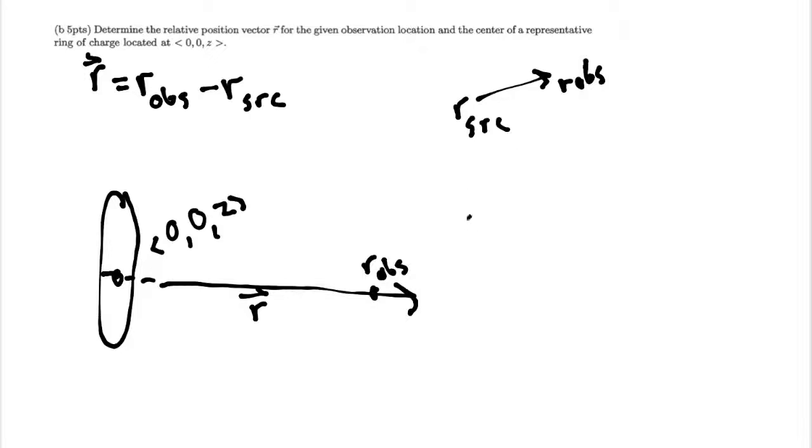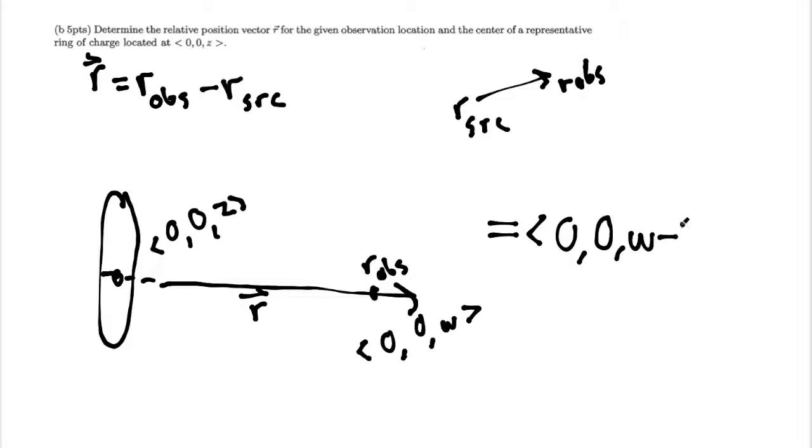And so now we just want to do r observed minus r source. In our diagram above, r observed, we were told to treat that as [0, 0, w]. So now we simply do r observed minus r source, giving us [0, 0, w minus z]. And that is our relative position vector, r.